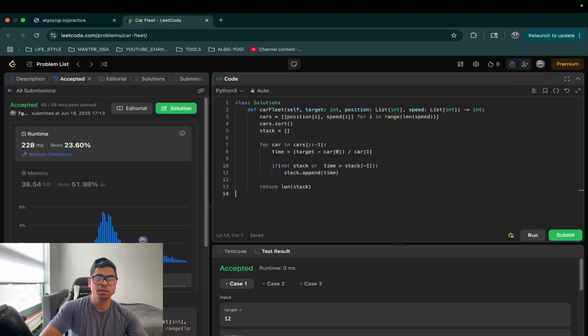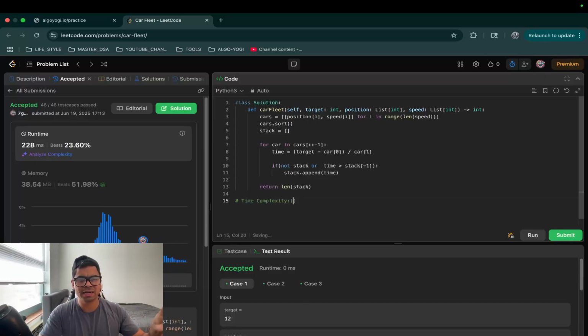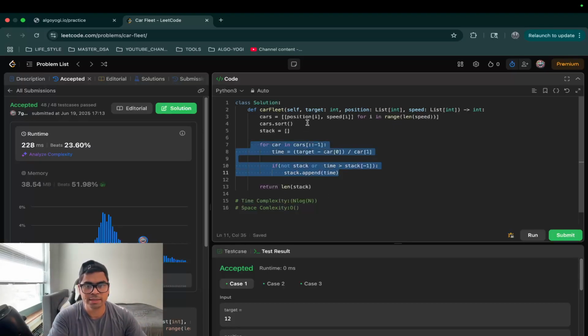Okay, let's write the time complexity. I think in the conceptual part I said big O of n, but because we are sorting, it's going to be big O of n log n. Space would be whatever we talked about. Sorry about the conceptual part, I'm not going to re-record, but this is where we talk about the time complexity once we have written the solution, and this particular thing is making it big O of n log n.